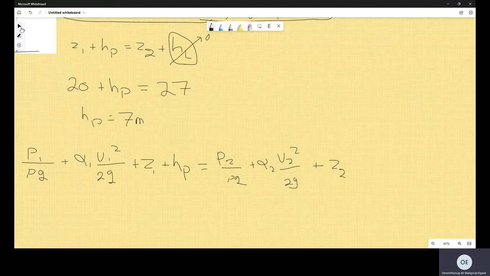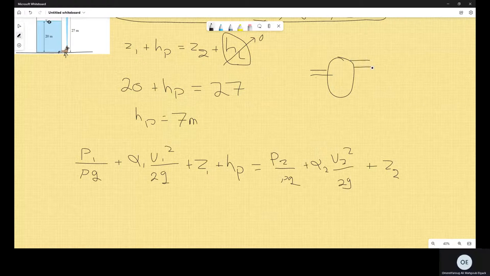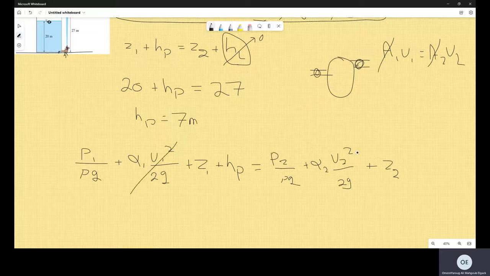Now here, the velocity at the inlet and at the exit of the pump is the same, because if the diameter at the inlet of the pump and the diameter at the exit of the pump is the same, then the velocity will be the same according to the continuity equation. A1 V1 is equal to A2 V2. So if the areas are the same, then the velocity will be the same. So we can cancel those two terms. Nothing is mentioned about the diameters of the inlet and the outlet of the pump, so you can consider them the same. So just cancel the velocity terms.